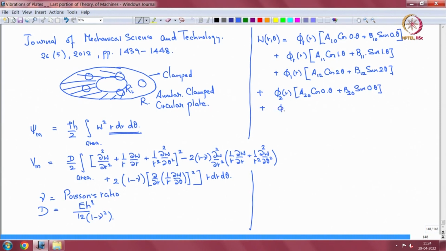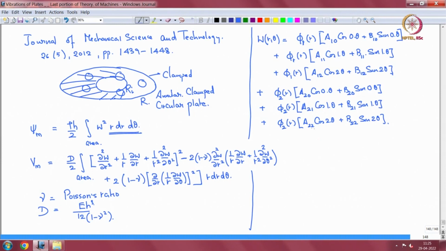plus phi 2, same phi 2 of r, a 2 1 cos 1 theta plus b 2 1 sin 1 theta plus phi 2 of r a 2 2 cos 2 theta plus b 2 2 sin 2 theta, and so forth.